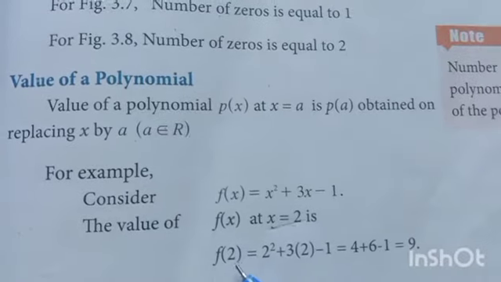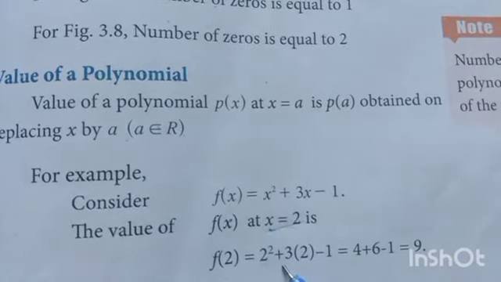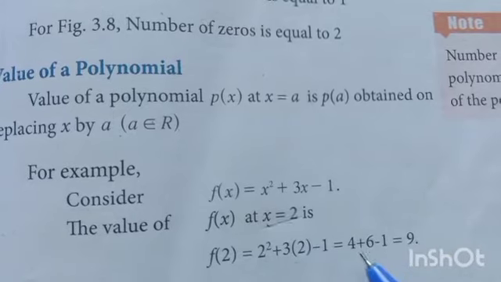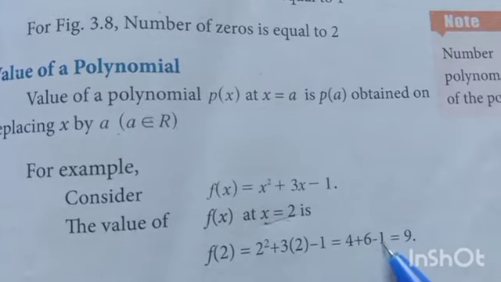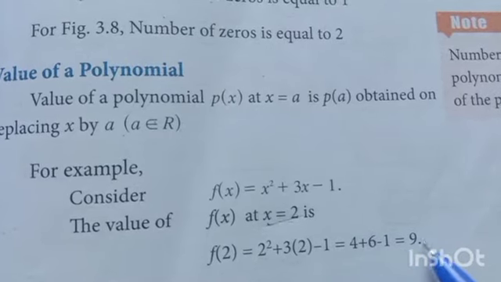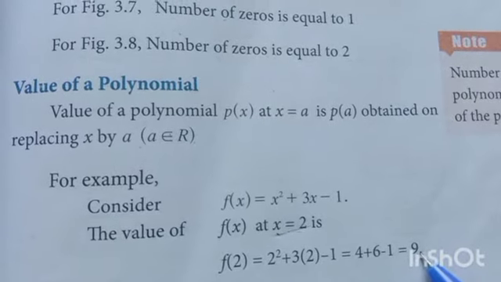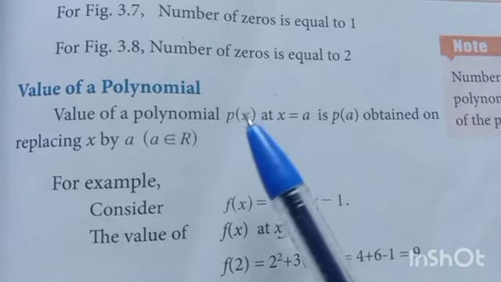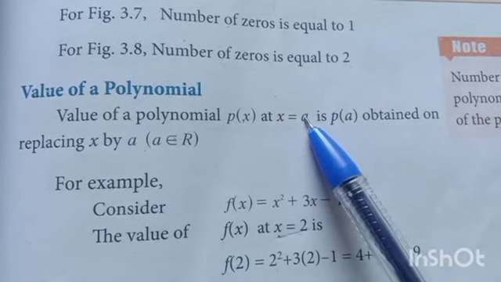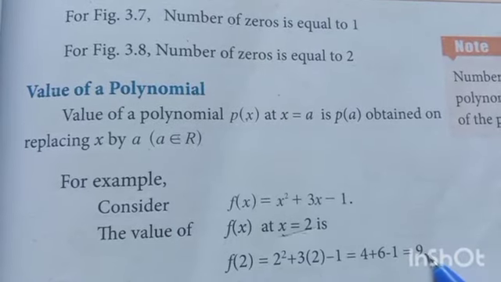That is, f of 2 is equal to, in x's place you write 2: 2 square plus 3 into 2 minus 1. 2 square value is 4, 3 2s are 6, minus 1. Now you have to simplify. 6 plus 4 is 10, minus 1 is 9. This is the value of the given polynomial. Have you understood, students? For the given polynomial, you can substitute any value of x, and that time we get some value. That is the value of the given polynomial.